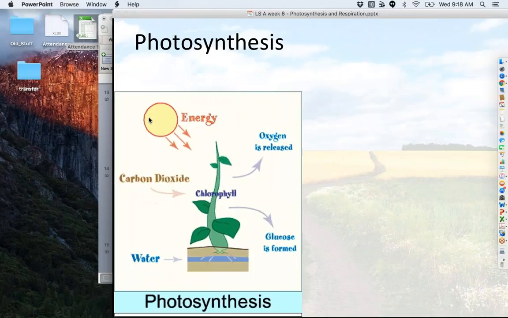All right, and now what are those gases used for? Well, they're used for photosynthesis. And now we're going to talk about the two things, the front and the back, the making of food and the using of food. And photosynthesis is the first part of that.